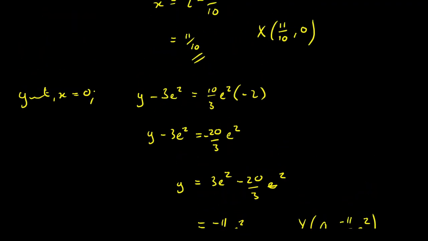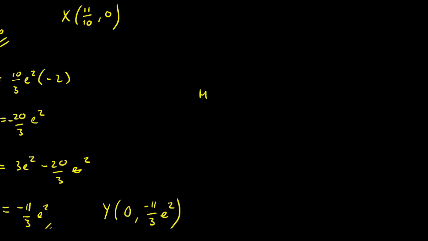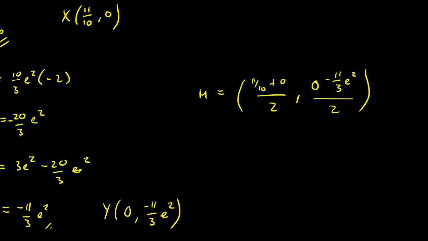Okay, so now what I want to do is find the midpoint of these two. Well, how do I find the midpoint? I add up the two x coordinates and divide by 2. So 11 upon 10 plus 0 over 2. And add up the two y coordinates, so 0 plus minus 11 upon 3e squared, and I divide by 2. So that's going to give me 11 upon 20 and negative 11 upon 6e squared.